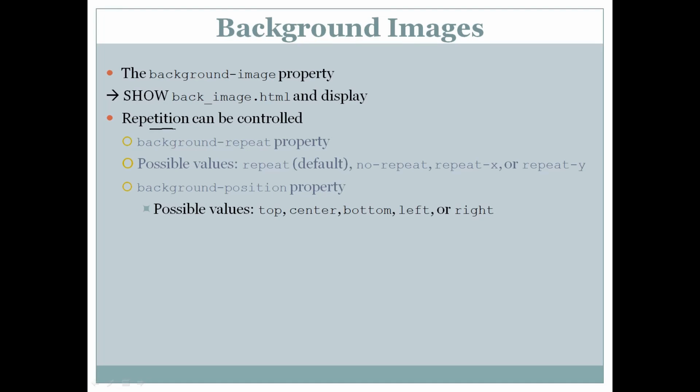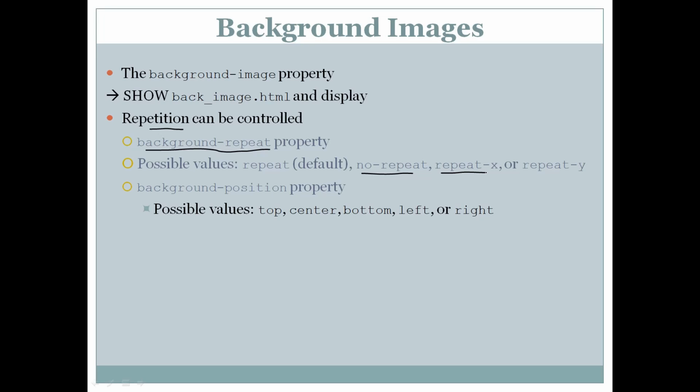Repetition can be controlled by using one more property called background-repeat, and the possible values are no-repeat. If you do not want any repetition, you can specify no-repeat, or you can specify repeat-x, so repetition will be only in the X direction, that is, horizontally it will repeat. Repeat-y will only repeat in the Y direction.